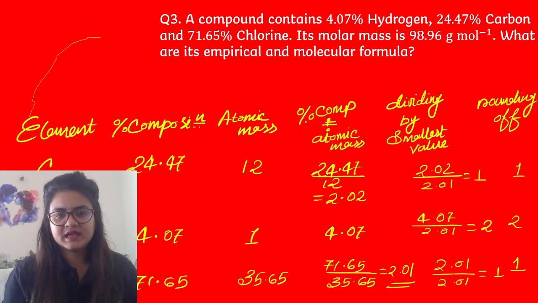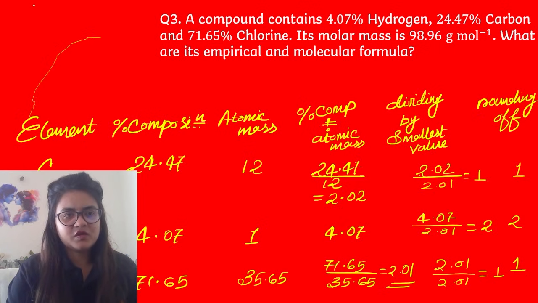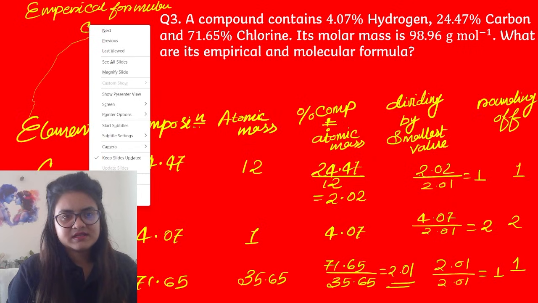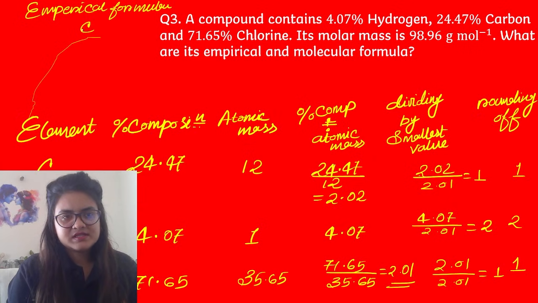So from here I can write down the empirical formula. Let me write it here. So the empirical formula: carbon is 1, right? And as you can see, hydrogen is 2. So CH2Cl, right?